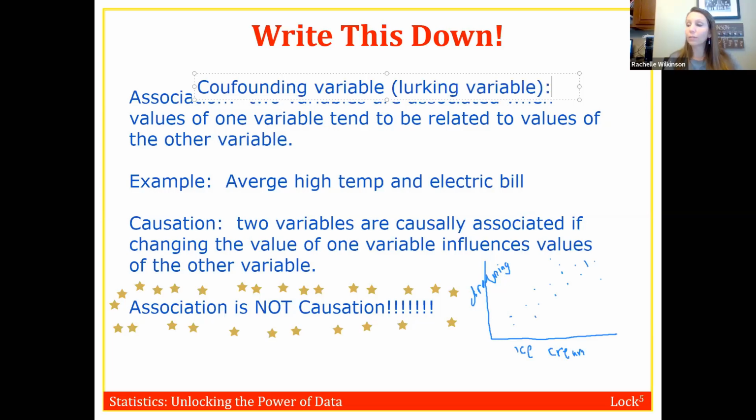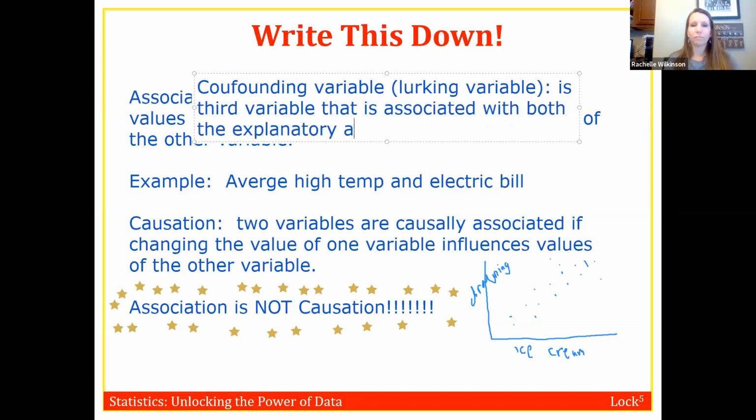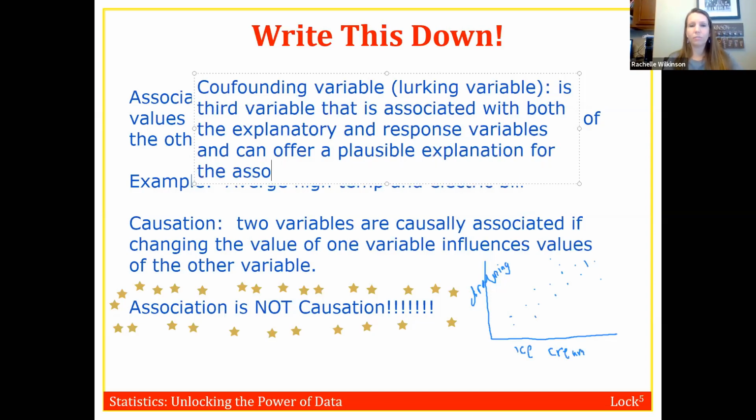And a confounding variable or lurking variable is a third variable that is associated with both the explanatory and response variables, and can offer a plausible explanation for the association.